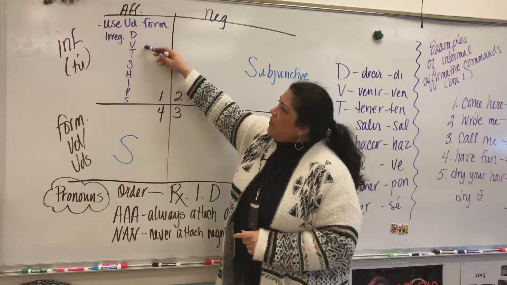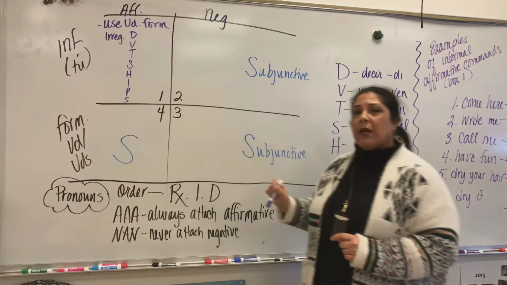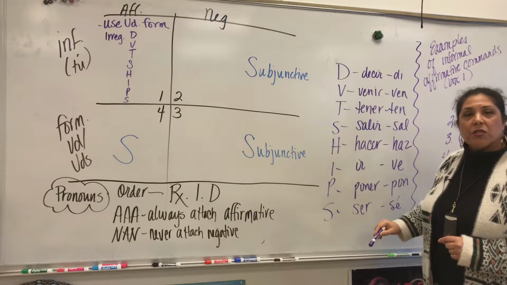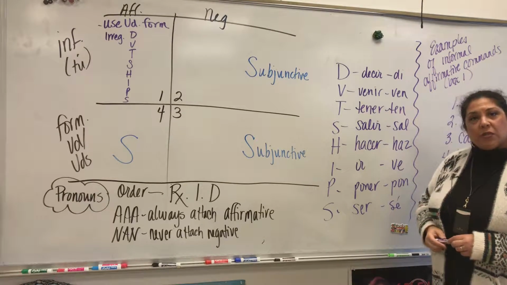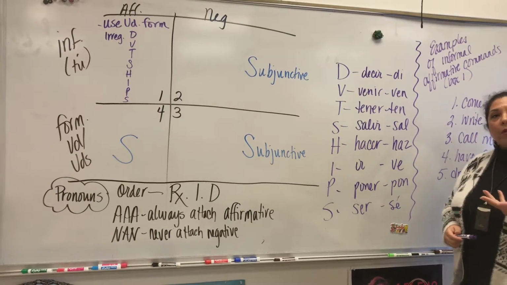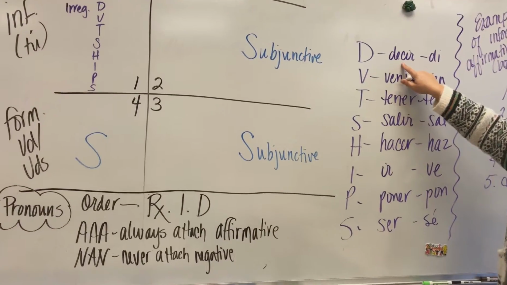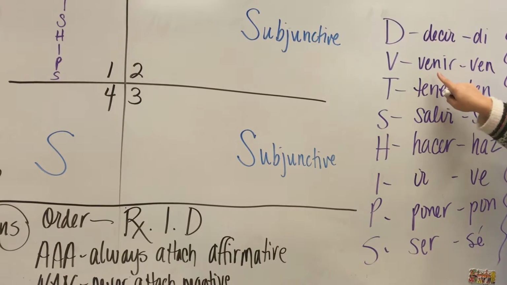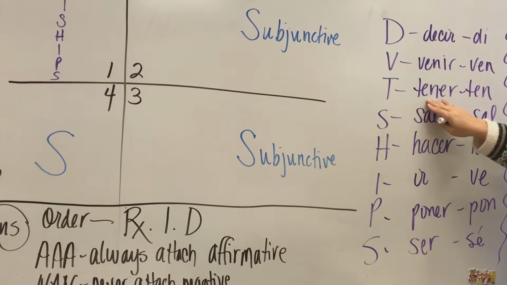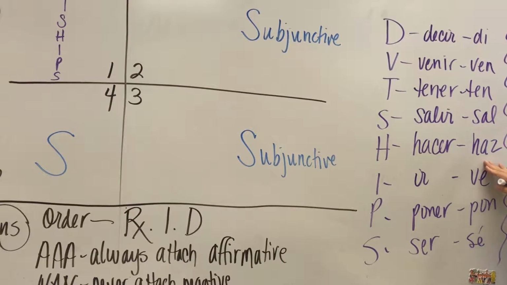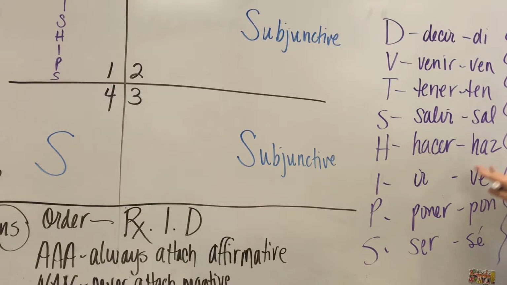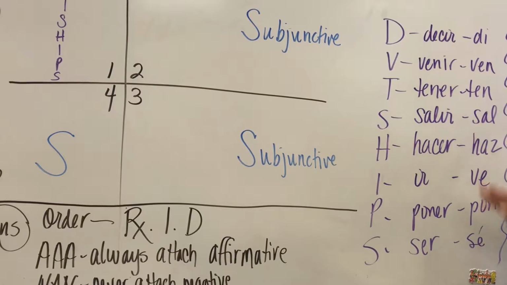There's an acronym here, DVT SHIPS. Now, unfortunately, I ran out of room there, so I wrote it here in bigger letters. These are the only irregulars that you would use for this informal affirmative command. If the verb is decir, the command is di. If it's venir, it's ven. Tener, ten. Salir, sal. Hacer, haz. Not as. And a good way to remember is, what do you sit on? Ir is ve, poner, pon, ser, sé. Don't forget the accent. So these would be your irregulars.